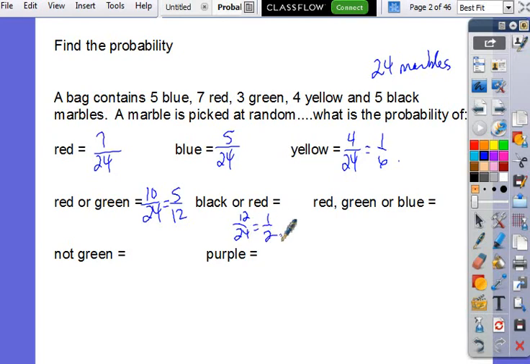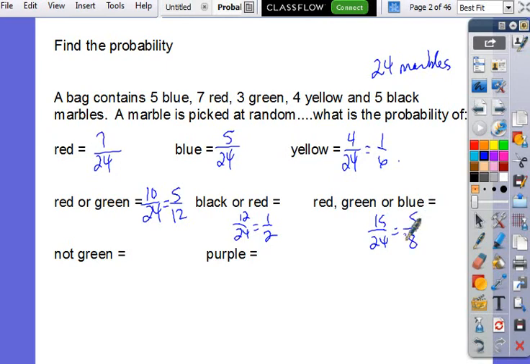Red, green, or blue. Well, if it says or, I'm adding. So red is 7, green is 3, blue is 5, so 15 out of 24, which simplifies to 5 out of 8.